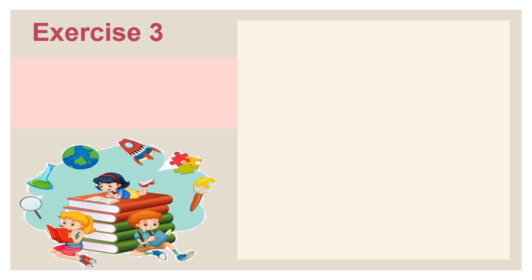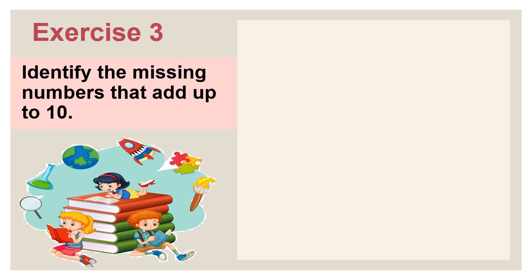Are you ready for that? Alright, let's look at this exercise number 3. We will identify the missing numbers that when you add up the 2 numbers, the answer is 10. Okay, are you ready? Alright, let me know your answer right now. Okay, number 1. Here we go. What number is that missing number? What is the missing number when you add to 1 is 10?